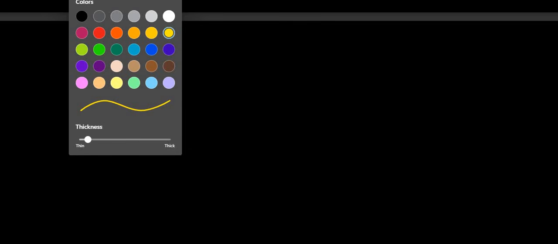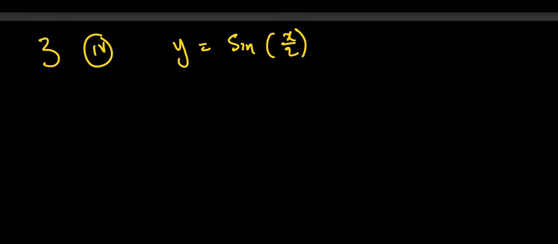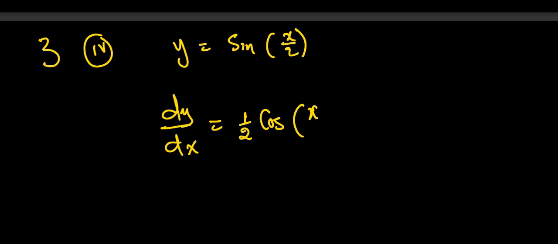Question 3-4 is y is equal to sine of x over 2. Like I said, I'm going to do these fast because of time. So differentiate what you're having there. If you want, you can use quotient rule, whatever method you're going to use. The answer will just be a half, cos half of x. So this is what you get.